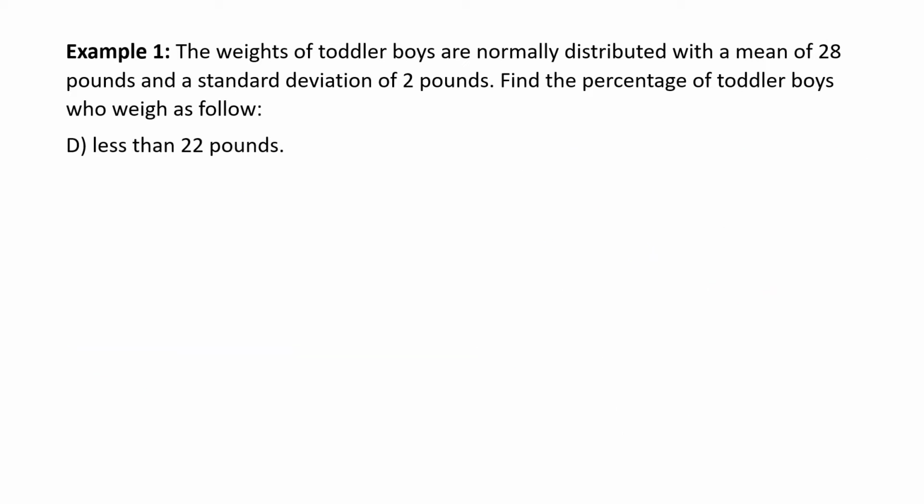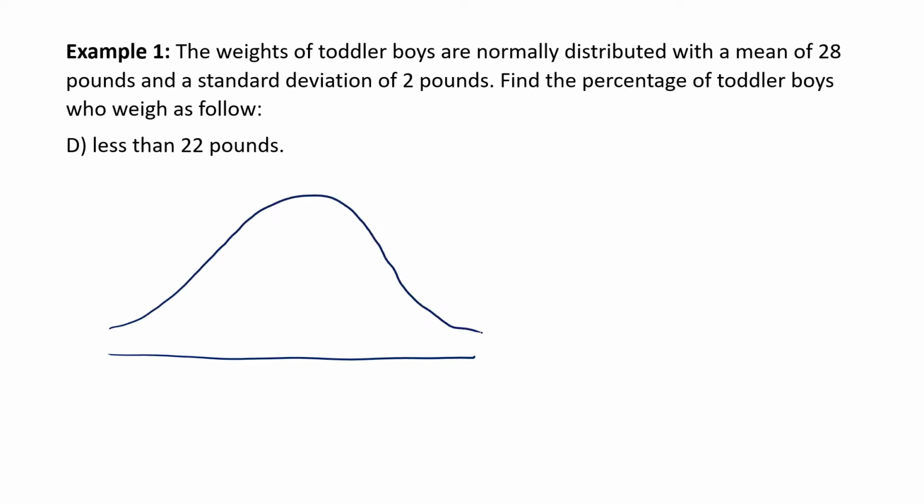Part D, less than 22 pounds. We still have the same criteria, so let's draw the bell curve. I'll mark the 0. It's always nice for me to know where the mean is. And I want the z-score that corresponds to 22 pounds.